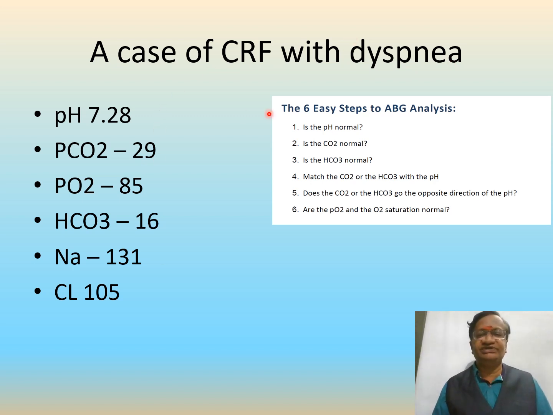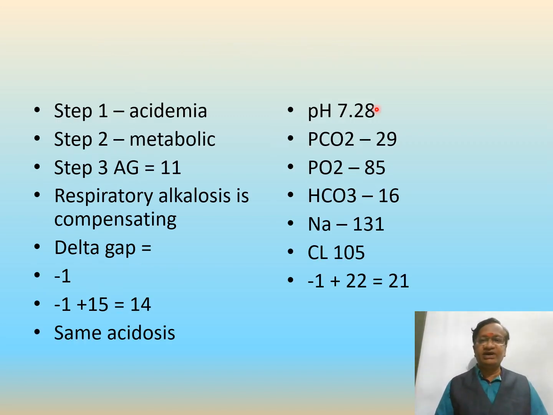Now a case of CRF with dyspnea, acidosis. So metabolic acidosis. What should the PCO2 be? PCO2 is 1.5 into bicarb plus 8. 16 into 1.5 is 24, plus 8, it should be 32. It is a little less. What is the anion gap? 131 minus 116 minus bicarb, it is also high, around 15. Now you wait. Step 1, acidemia. Step 2, metabolic acidemia because the bicarb is low. Now this is respiratory alkalosis compensating.